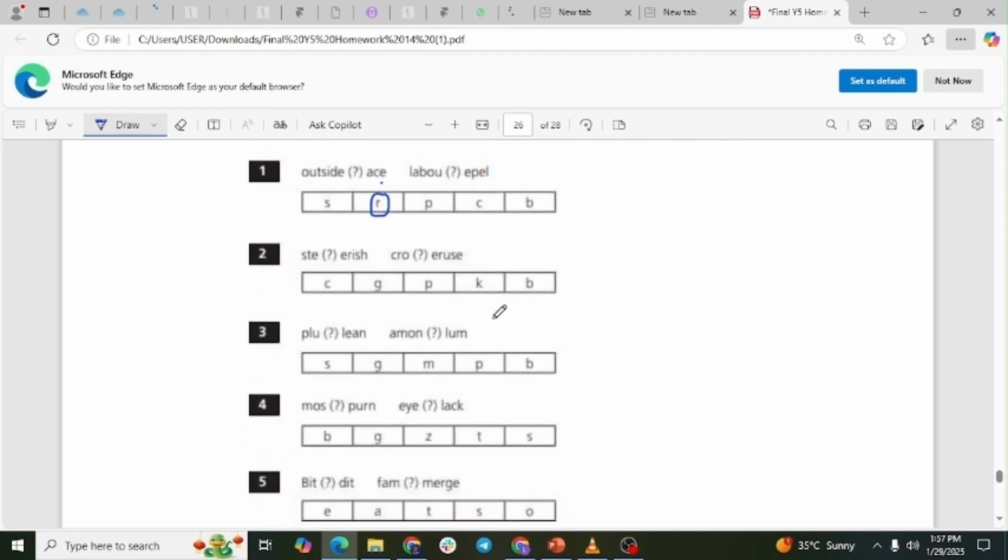Question 2. The words given are saint, Irish, crow, a ruse. Let's test P. With P, the words become step, parish, crop, peruse. Everything looks correct. The correct answer is P. Question 3. The words given are plu, lean, amen, lum. Let's try G. With G, the words become plug, glean, among, glum. That fits perfectly. The correct answer is G.